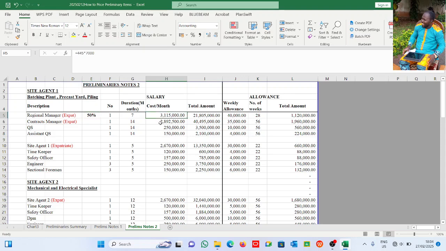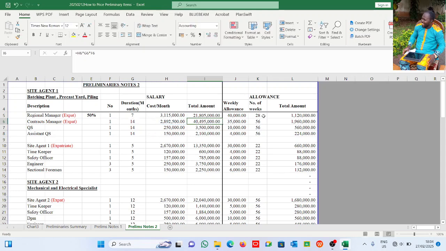All right, what is his salary per month? It is 3,115,000. Of course, they don't pay them in naira, they pay them in dollars, but this has to be in naira. For this, that gives us this. The same thing, contract manager, expatriate, he will stay there for the full 14 months. He's being paid 2.89 million.